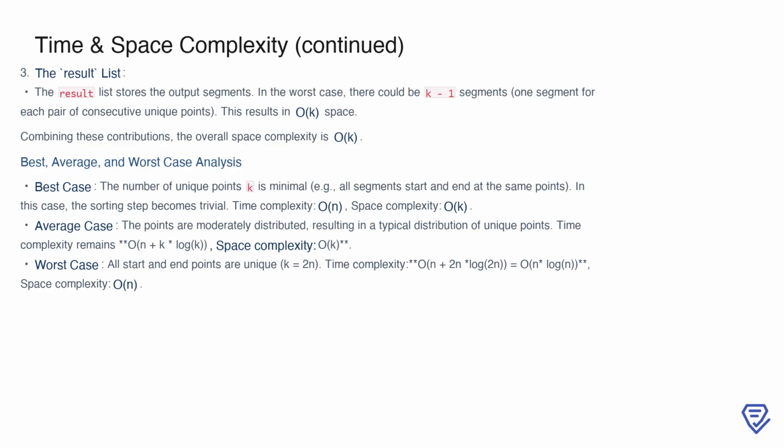When we analyze the best, average, and worst cases, we see that in the best case, the number of unique points k is minimal, such as when all segments start and end at the same points. Here, the sorting step becomes trivial, leading to a time complexity of O(n) and a space complexity of O(k). In the average case, the points are moderately distributed, and the time complexity remains O(n + k*log k), with space complexity still O(k). In the worst case, where all start and end points are unique, the number of unique points k equals 2n. This results in a time complexity of O(n + 2n*log 2n), which simplifies to O(n*log n), and a space complexity of O(n).